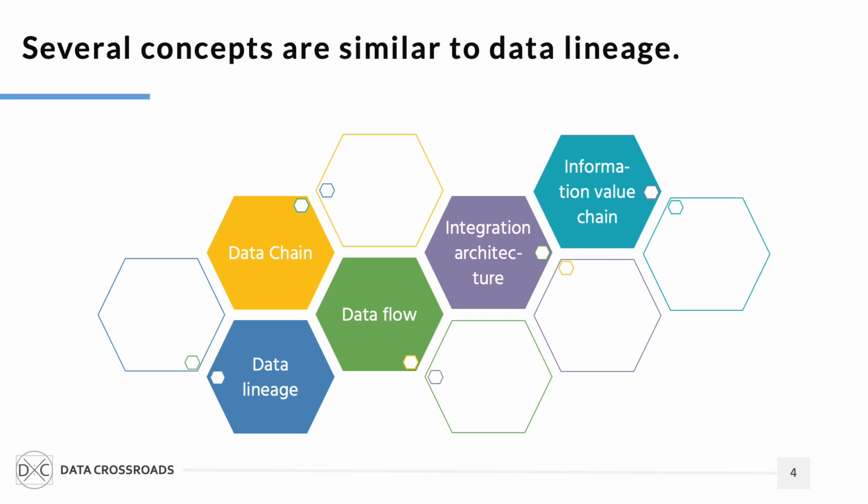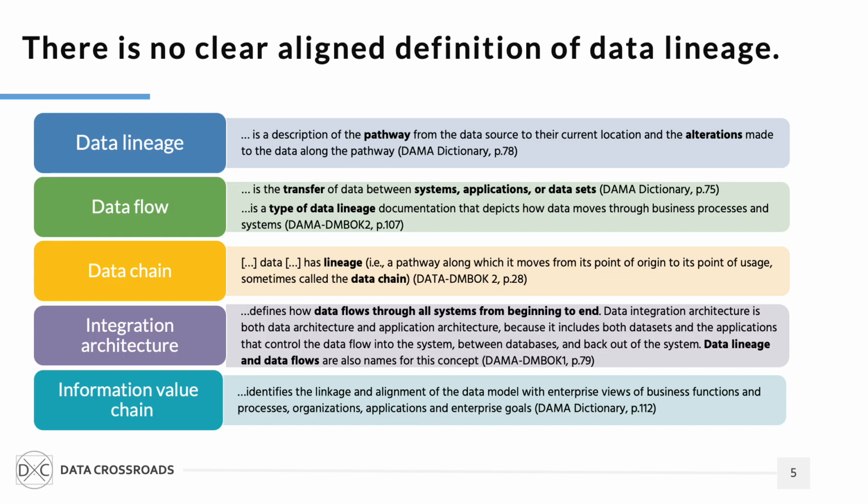There are some other terms, the definition of which resemble the definition of data lineage to a great extent. These concepts are data chain, data flow, integration architecture, and information value chain. Let's briefly discuss the definition of each of these concepts. I used DAMA International Data Management Body of Knowledge publications as a reference for these definitions. I will further refer to these publications as DAMA DMBOK.